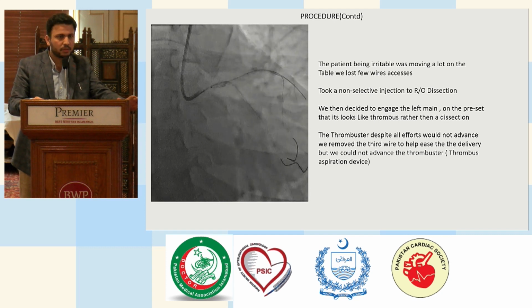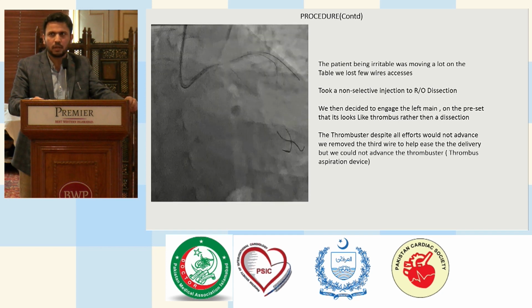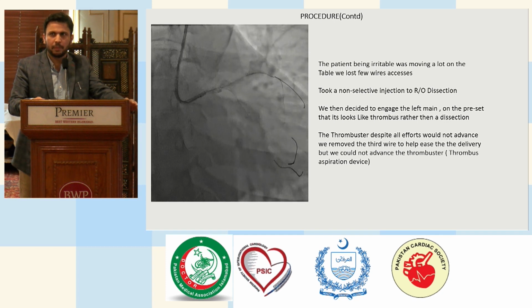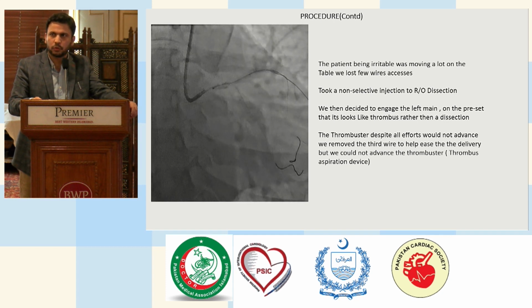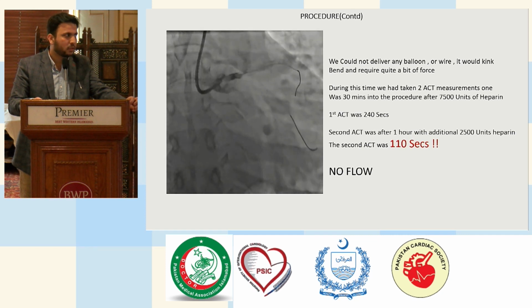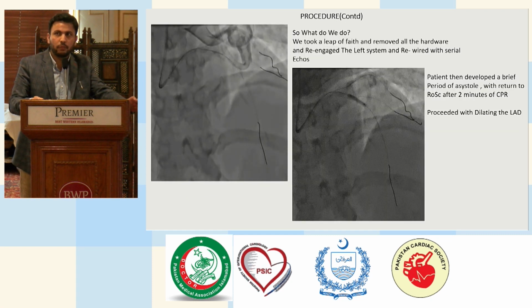All our efforts to advance the thrombus aspiration device, to rewire, to balloon, nothing would go in, it would kink, and the patient is becoming unstable as time goes by. We then do a practice that is not commonly done: we remove all the hardware. While this is going on, we decide to get another ACT done, and the ACT comes out to be 110, despite giving her 7,500 units of heparin upfront, followed by another 2,500 units the second time. But there is no flow. So we've taken everything out.